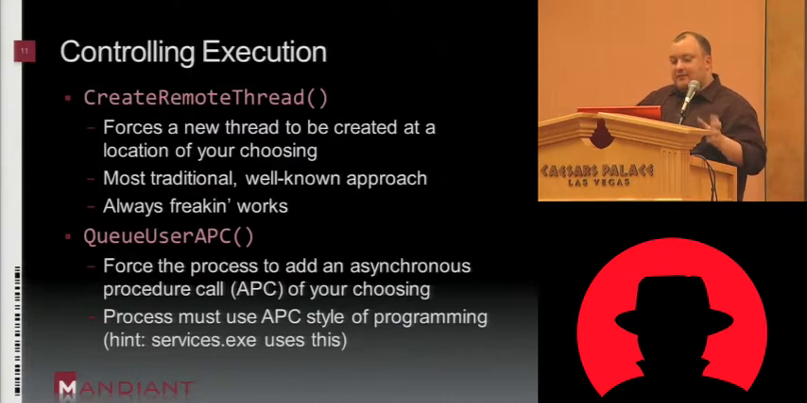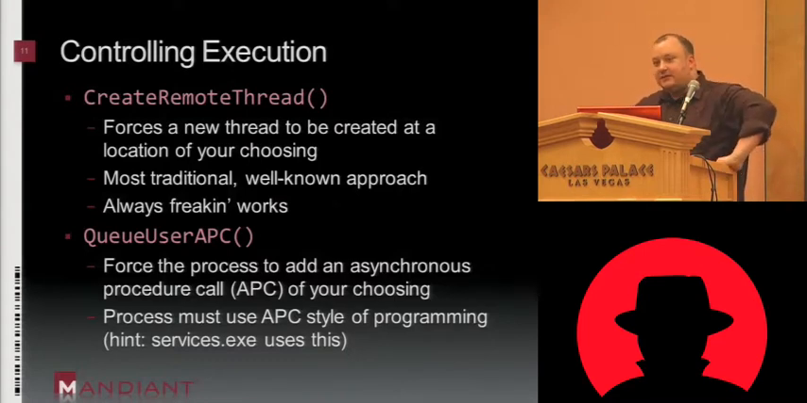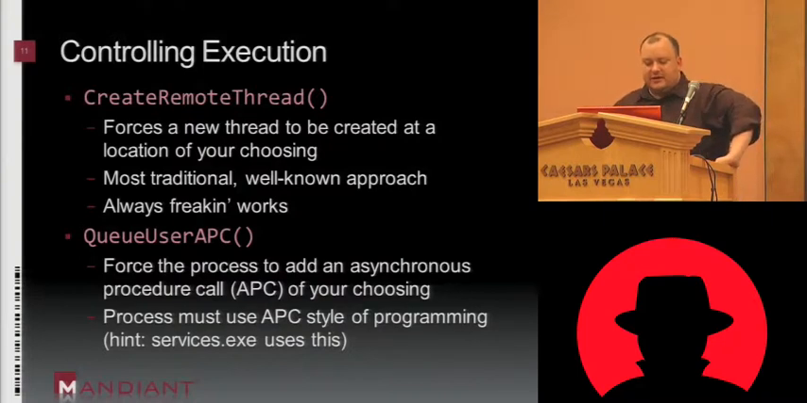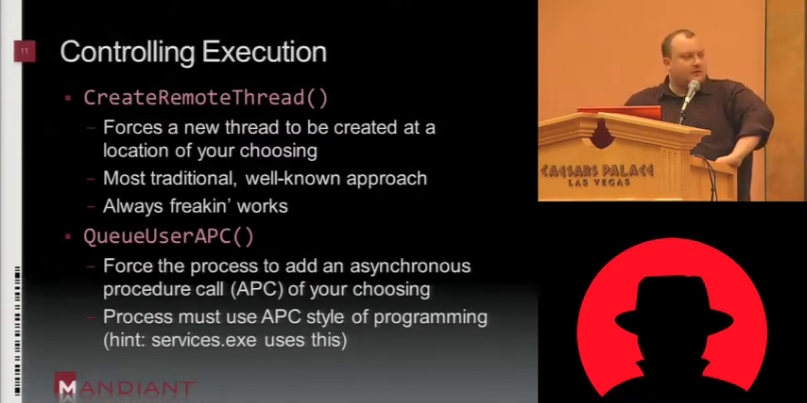The first most common one is CreateRemoteThread. This will basically force another process to start executing at a location of your choosing. Once you've allocated memory there and you've written your code there, it doesn't take a rocket scientist to figure out that this could be potentially malicious as well. This pretty much always works. There's some cases now with Windows 7 and above where they're starting to restrict the usefulness of this, but for the most part, it always works.